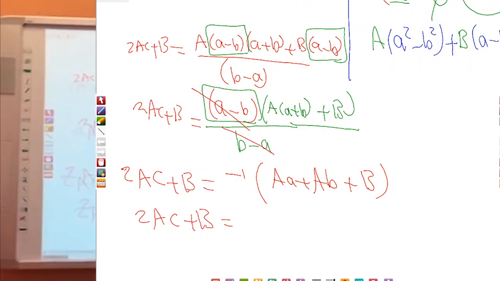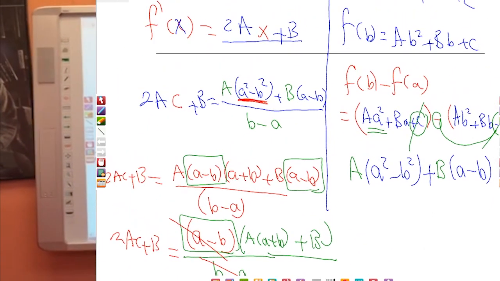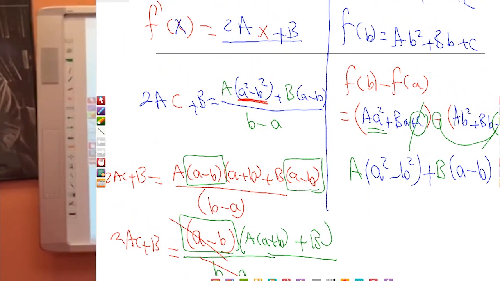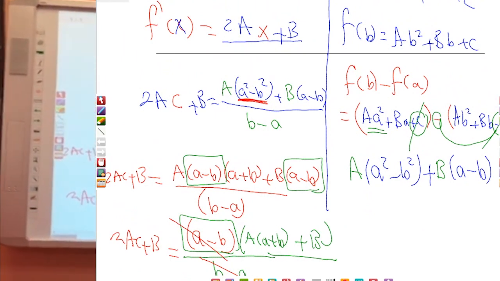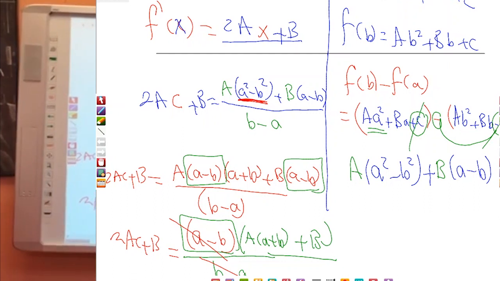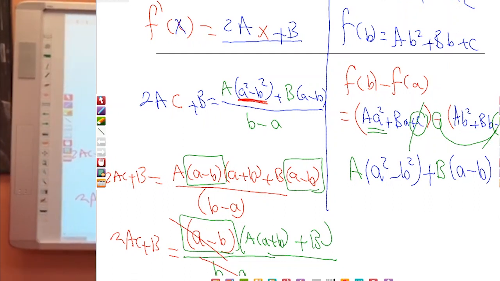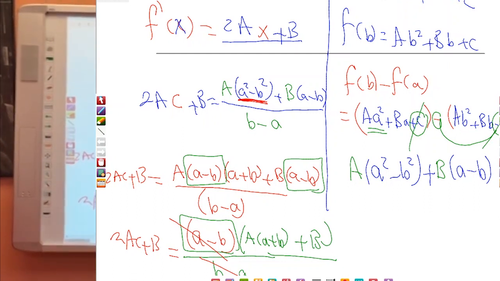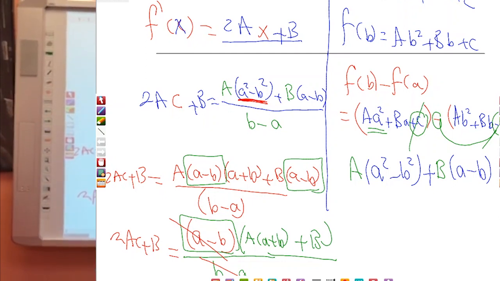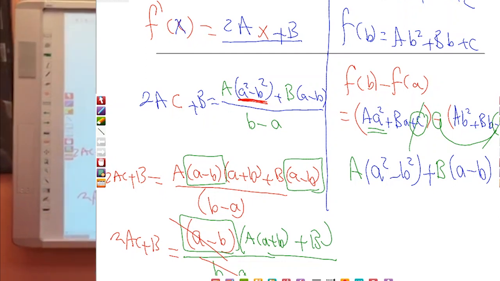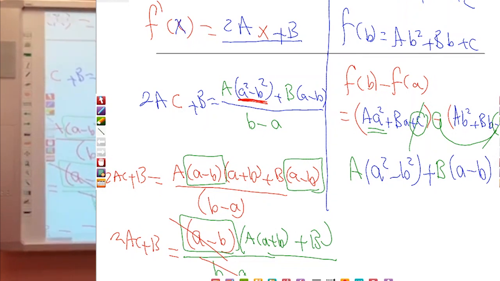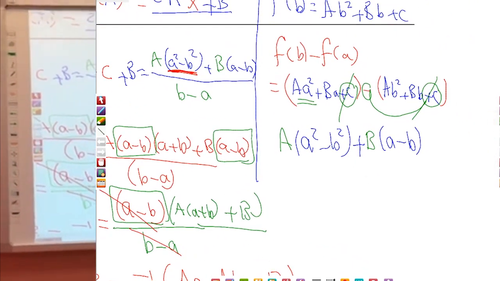Let me go back here. f(b) minus a: here we did the opposite. It is b minus a, not a minus b. It's b minus a. We did the opposite here. We have to go back and rewrite this one. No problem. It would be b minus a.